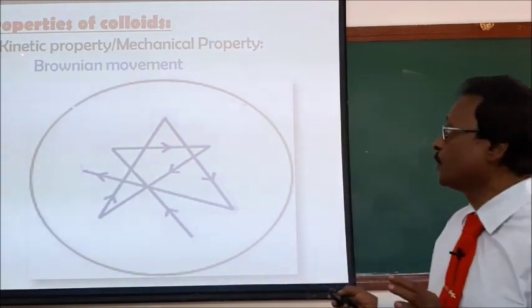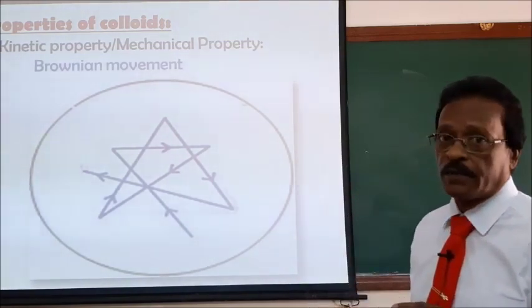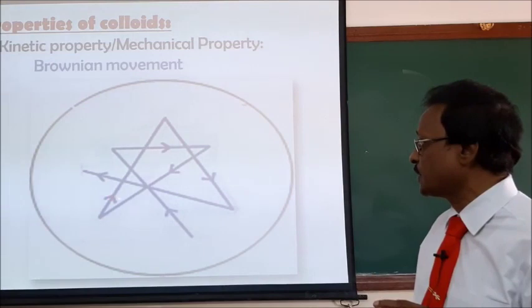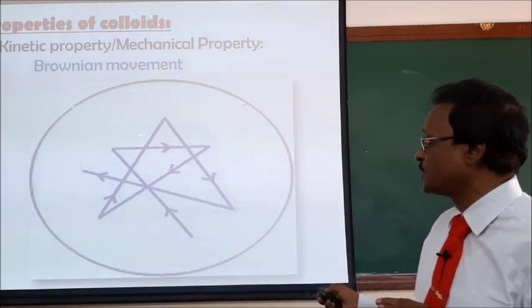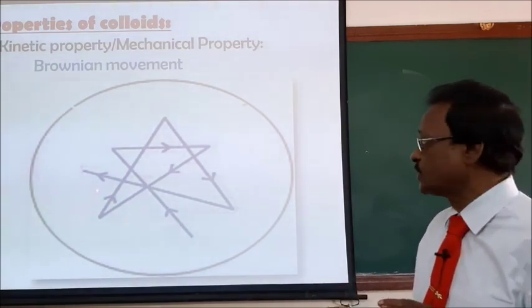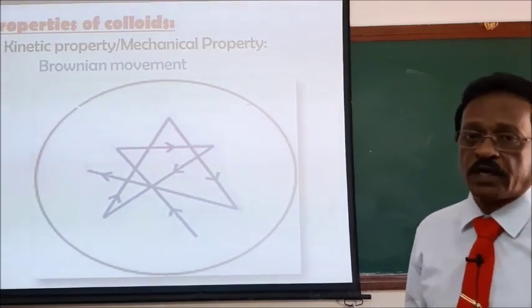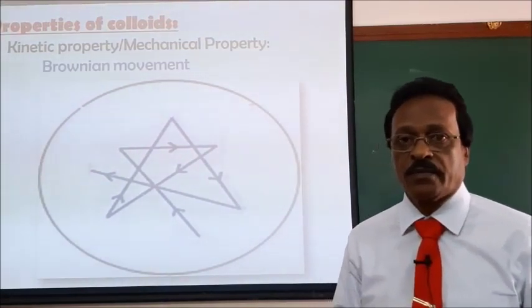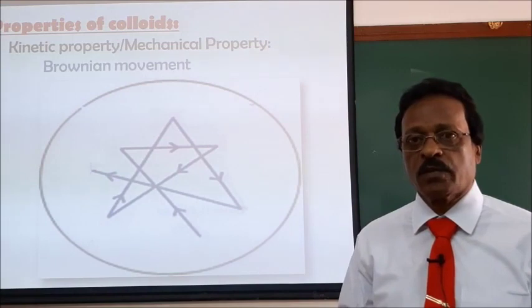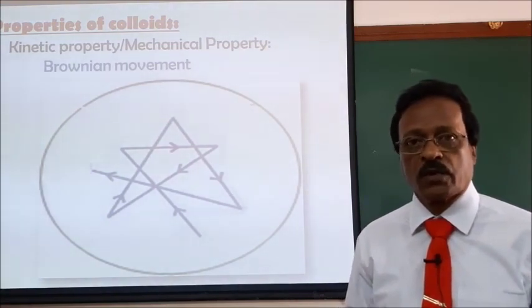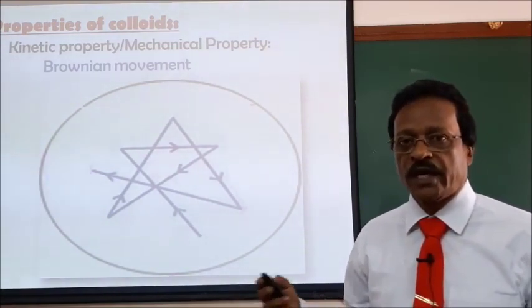I took Brownian movement as a kinetic property. These colloidal particles have the property of moving in a zigzag manner. This zigzag and continuous movement of the colloidal particles in the dispersion medium is called Brownian movement, because this movement was observed by Brown. I told you this is a kinetic property.